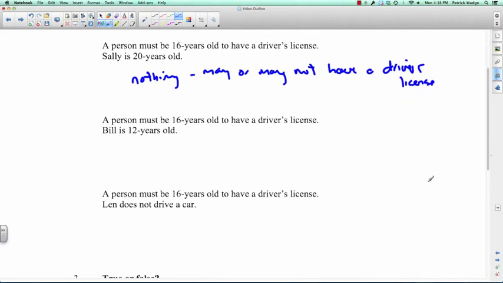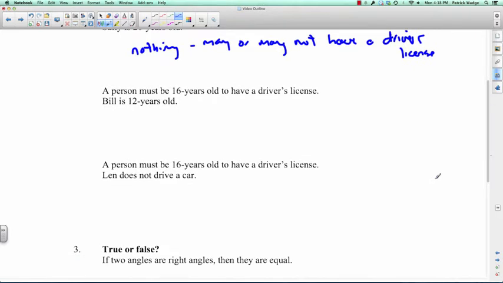A person must be 16 years old to have a driver's license. Bill is 12 years old. Anything you can say for sure here? Yeah, definitely. You can say that Bill does not have a driver's license. Can you also say that Bill does not drive a car? No. 12-year-olds, it's physically possible for Bill to get behind the wheel and drive a car, but it's not possible for him to have a driver's license.